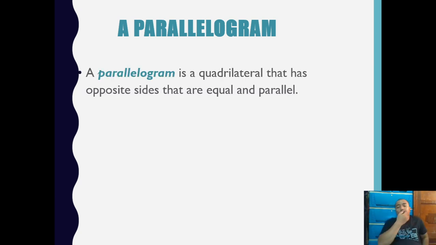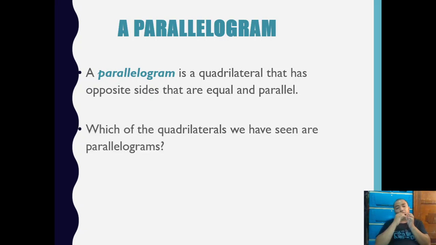There we go. Now let's proceed to parallelogram. What is a parallelogram? It's a quadrilateral that has opposite sides that are equal and parallel. So, kumbaga sa trapezoid, there's only one pair of parallel sides. This is a parallelogram. There are 2 pairs of parallel sides. Aside from parallel sides, they are also congruent with opposite sides. Which of the quadrilaterals we have seen are parallelograms?